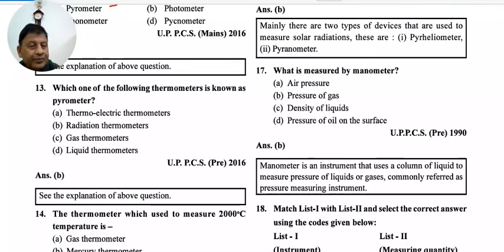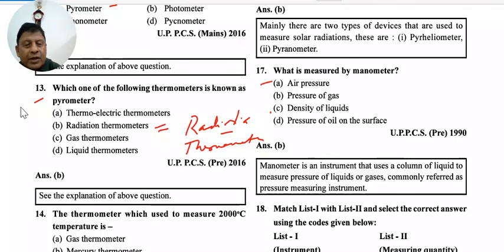Then come to this question. Which one of the following thermometers is known as a pyrometer, right? So it is the radiation thermometer. Remember, radiation pyrometer. I call it the thermometer. So the right response is B. Remember, this is the B.